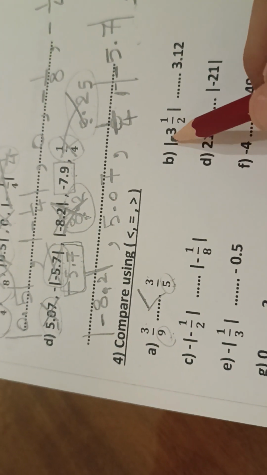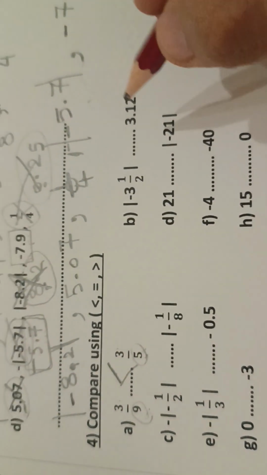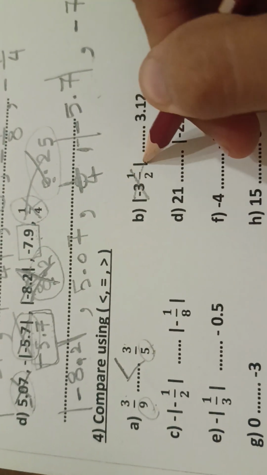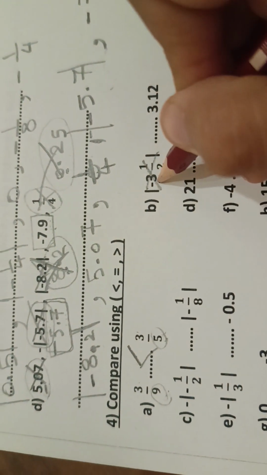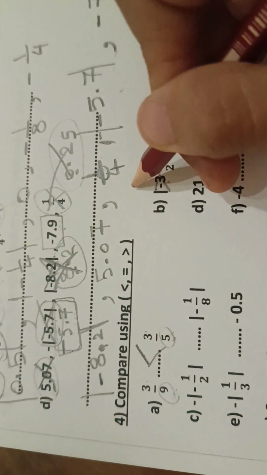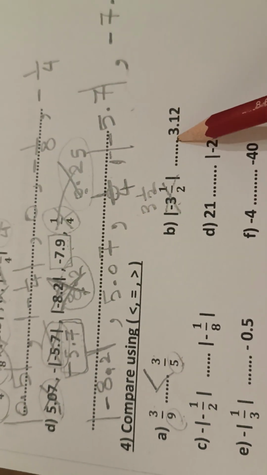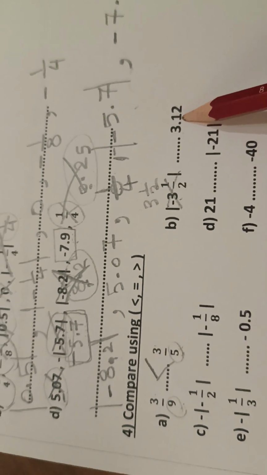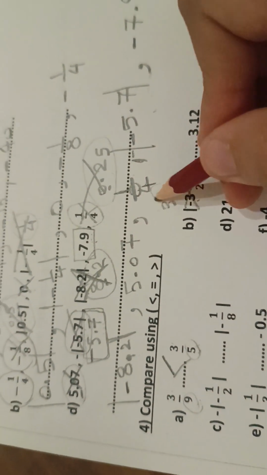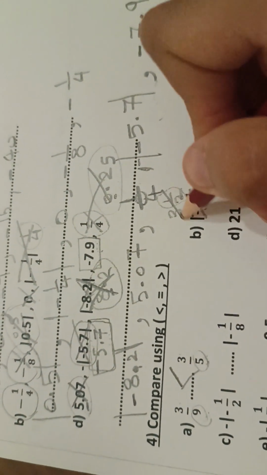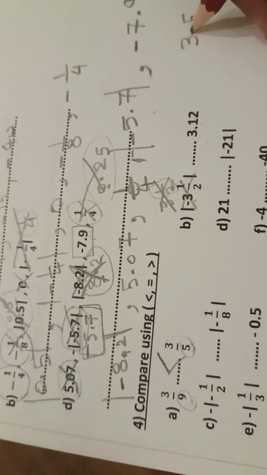Letter B, absolute value of negative 3 and 1/2 and 3 and 12 hundredths. To compare, first I said you have to get this number out of the absolute value, then compare between them. I have here negative 3 and 1/2. It will come out as 3 and 1/2. Now let's compare between 3 and 1/2 and 3 and 12 hundredths. I have to convert this into decimal so both of them are decimals. 1/2 means 5 tenths, so I can rewrite it as 3 and 5 tenths.